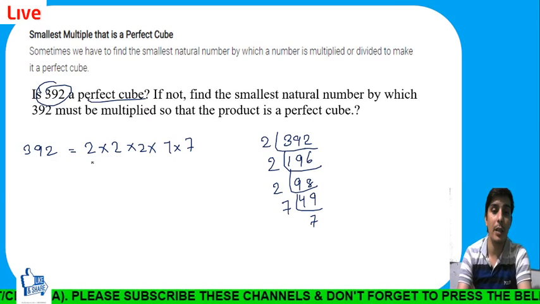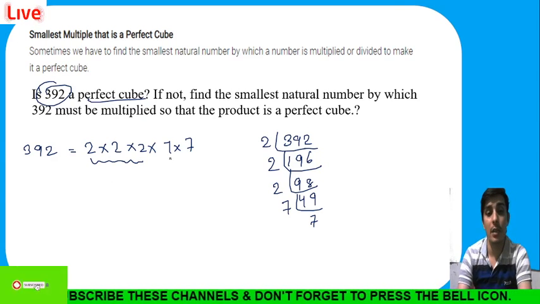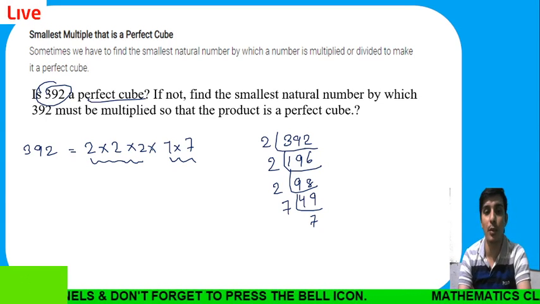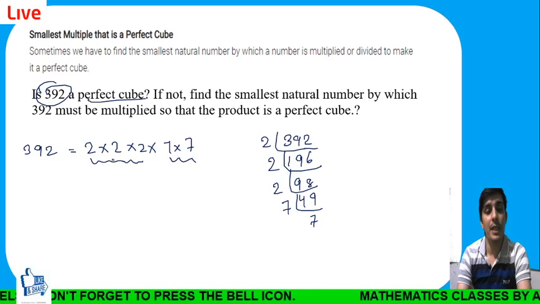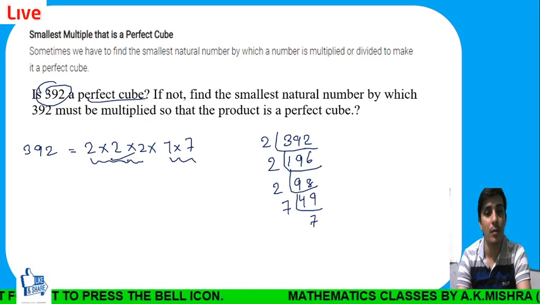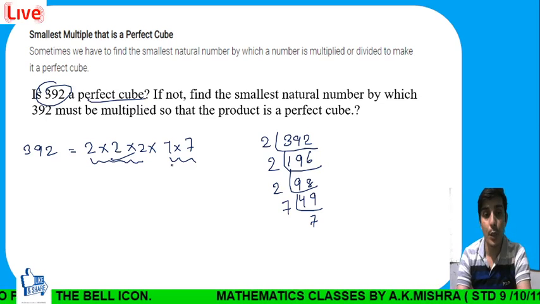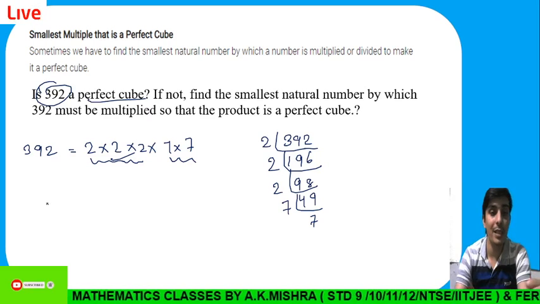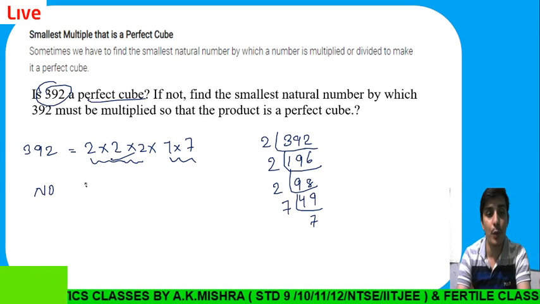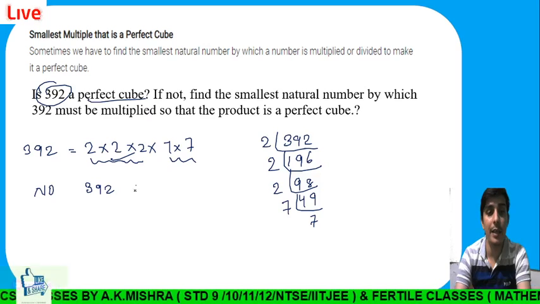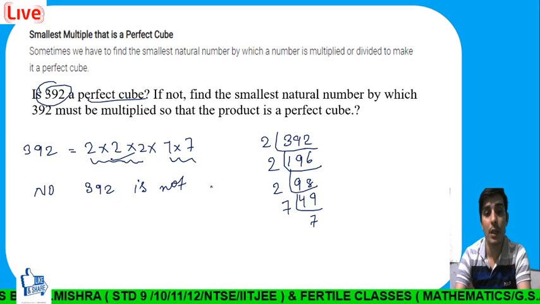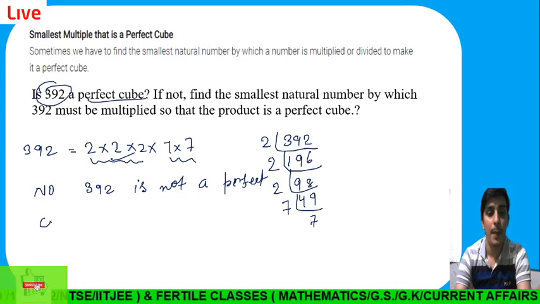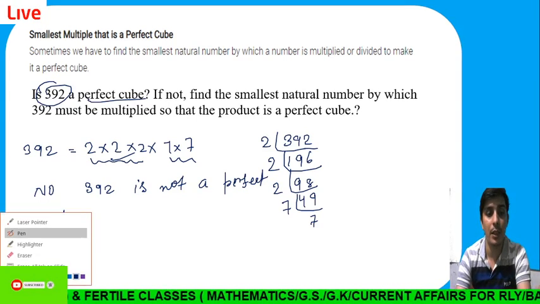So guys, here how many factors are available? Here two prime factors are available. First one is 2 and another is 7, guys. This is very simple, okay? But 2 appears 3 times, right? But 7 does not appear 3 times, guys. So we can say that, 392 is not a perfect cube, okay? Is not a perfect cube. Everything clear, right?